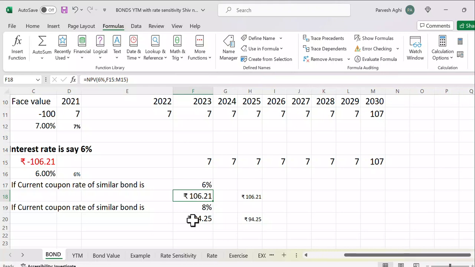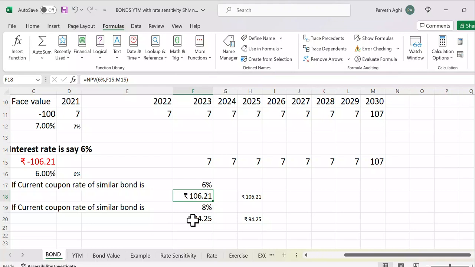Banks hold almost 70 to 80%, I don't know the exact percentage, but they buy a whole lot of bonds. All banks are sitting with investments in government treasuries, as per RBI regulation. When they make their balance sheets, they have to tell how much of the bonds they are holding till maturity. What is the intention to hold the bond till maturity?